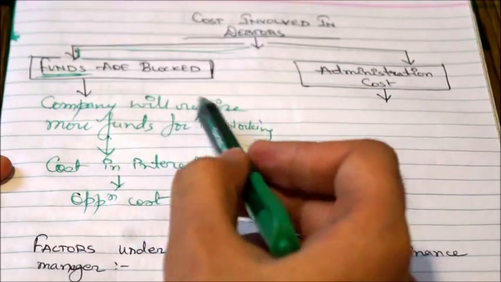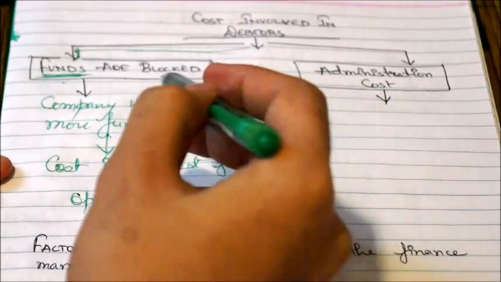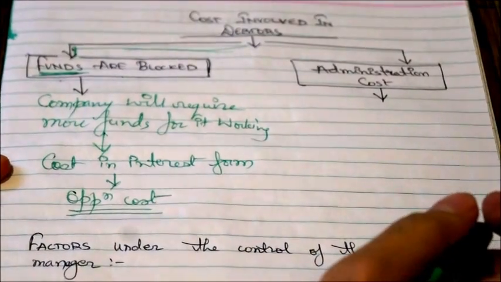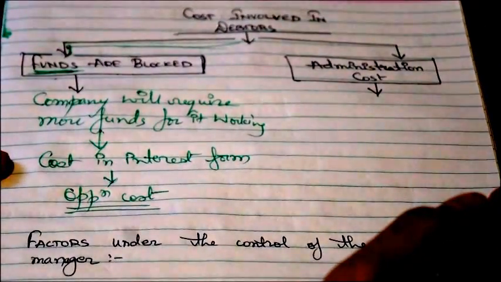So the first cost involved is the funds which are blocked in it, and the cost involved with such funds is your opportunity cost of the company, which it would have used this money and made something better out of it.